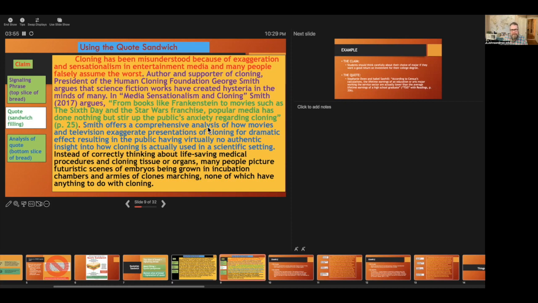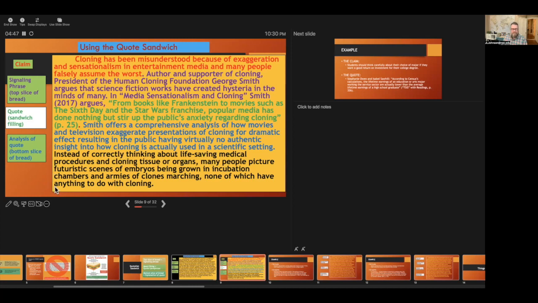Smith offers a comprehensive analysis of how movies and television exaggerate presentations of cloning for dramatic effect, resulting in the public having virtually no authentic insight into how cloning is actually used in a scientific setting. So if you notice, this interpretation, the bottom slice of bread, doesn't say anything all that much different than the meat, so to speak, of the sandwich. It just says it in a new way and bolsters or reinforces it. Finally, last but not least, a transitional sentence.